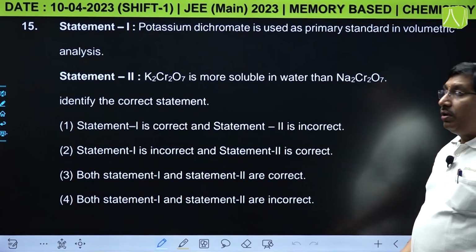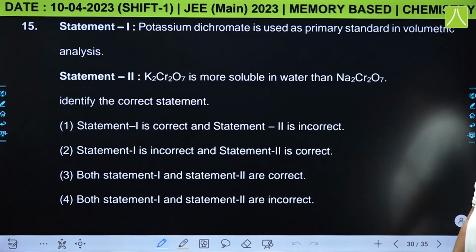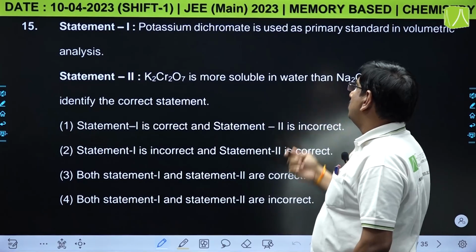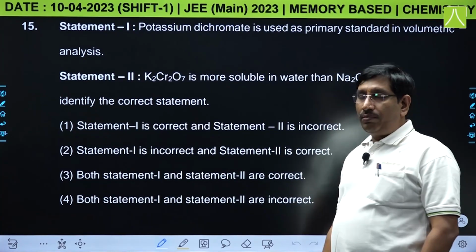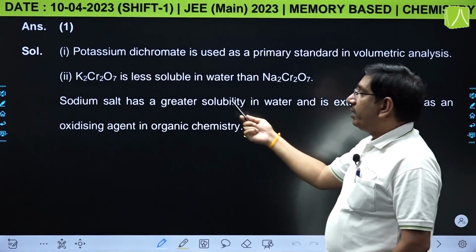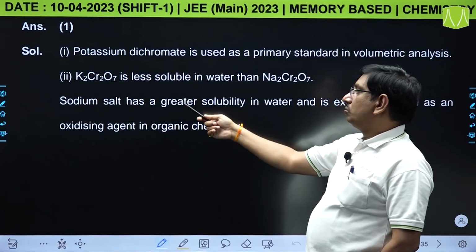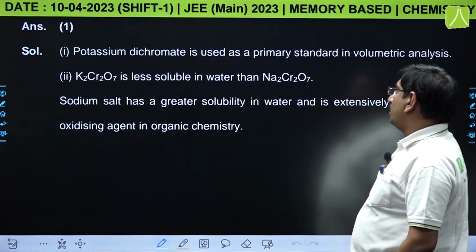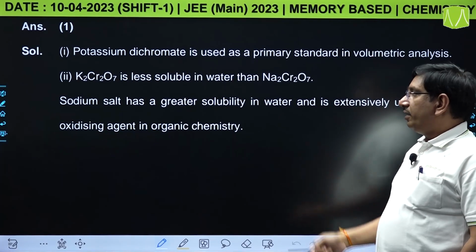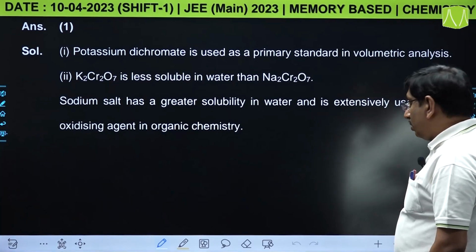And this is from the d block. Potassium dichromate is used as a primary standard in volumetric analysis. Yes, it is correct. Statement 2: potassium dichromate is more soluble in water than sodium dichromate. It is wrong because sodium salts are more soluble than potassium salts. So, sodium salt has greater solubility in water and is extensively used as an oxidizing agent in organic chemistry. So, statement 1 is correct, but statement 2 is wrong.